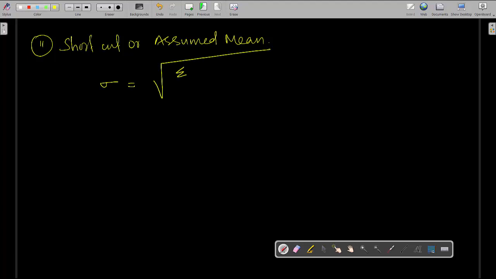Next one, shortcut or assumed mean method. Now, how do we calculate by the shortcut method in individual series? We're still talking about individual series here, all right? So the formula is standard deviation is equal to square root of sigma dx square by n minus (sigma dx by n) whole square. So this is how we calculate standard deviation.